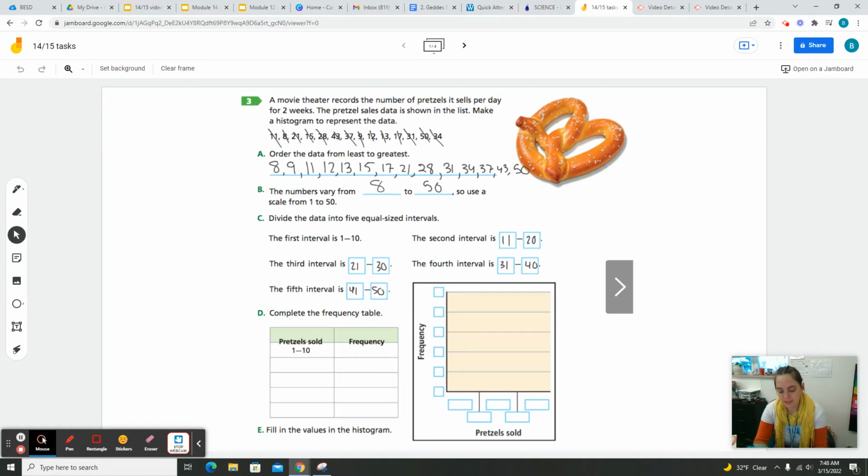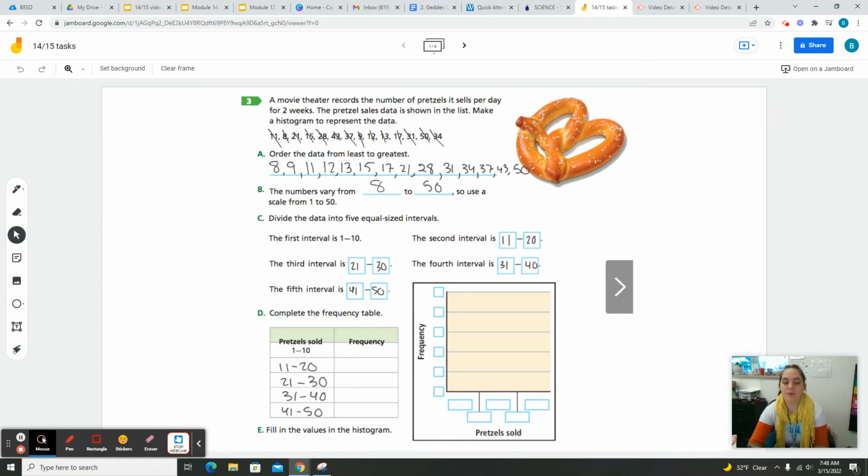The copy of the book I had did not line up the table labels, so those should be completely in the green, the pretzels sold and the frequency. The first interval is 1 to 10. Our second interval is 11 to 20, and then 21 to 30, 31 to 40, and 41 to 50.